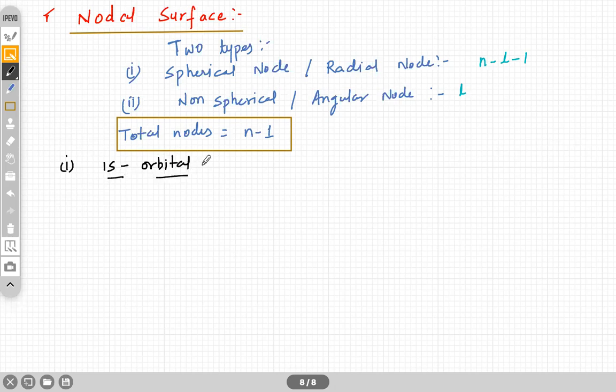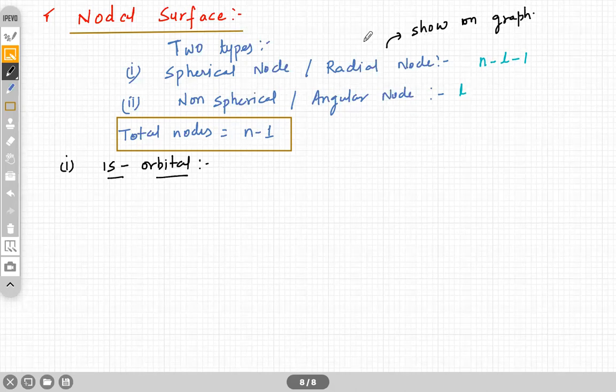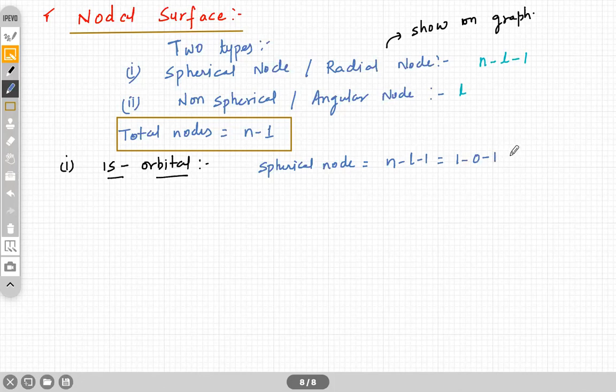First of all, one thing you see, this spherical node we can represent on a graph. At a certain distance we have this spherical surface where the probability is zero. Angular nodes we don't represent on the graph. So for 1s orbital, the number of spherical nodes is n minus l minus 1. The n value is 1, l value is 0, minus 1, that is 0. There is no spherical node. The angular node, if you count here, is also 0. So there is no node for 1s.